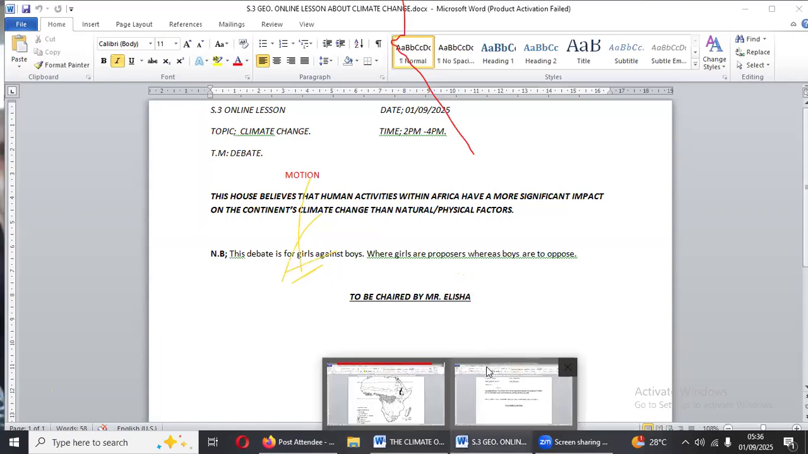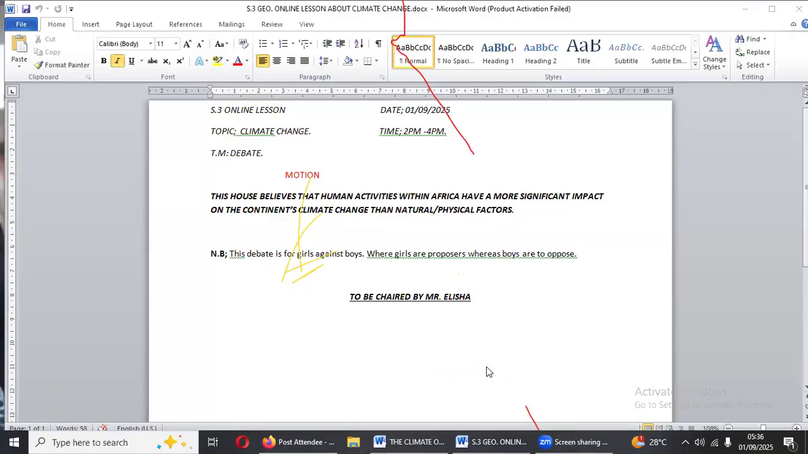And the effect of this is rising temperatures. Increased carbon dioxide levels lead to rising temperatures. Also, this can lead to extreme weather events. Climate change contributes to more frequent droughts.